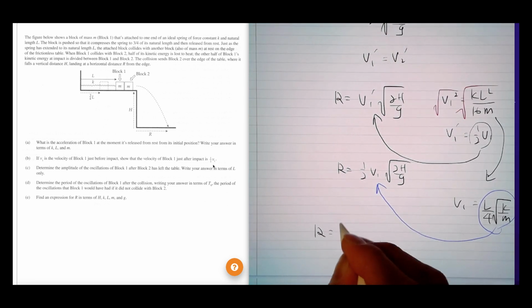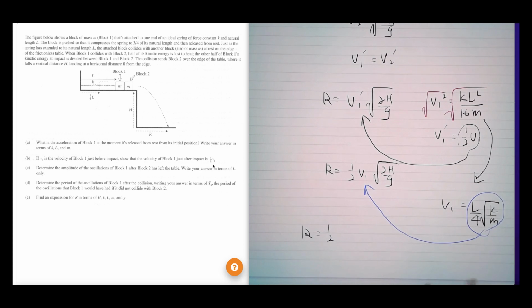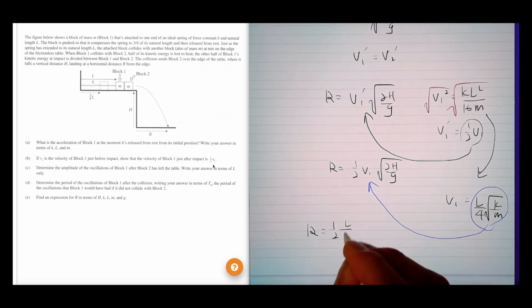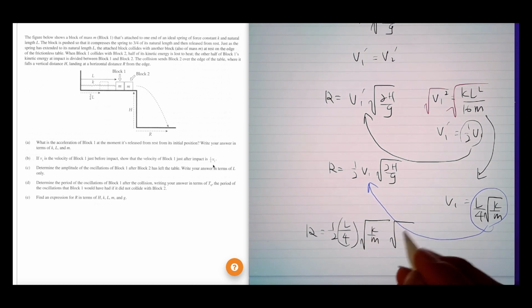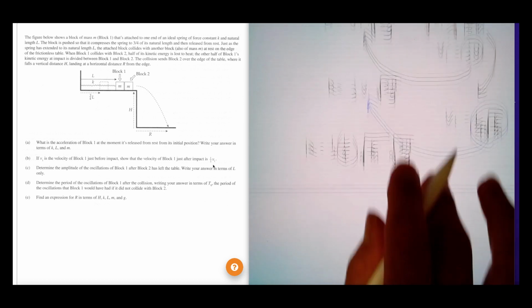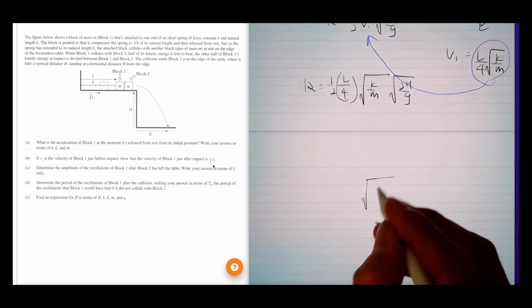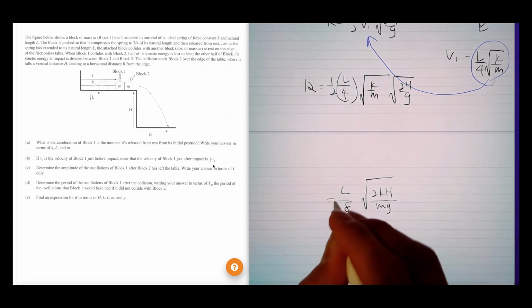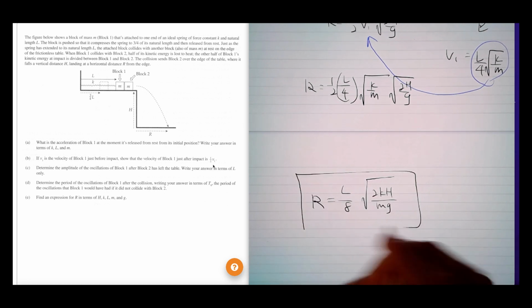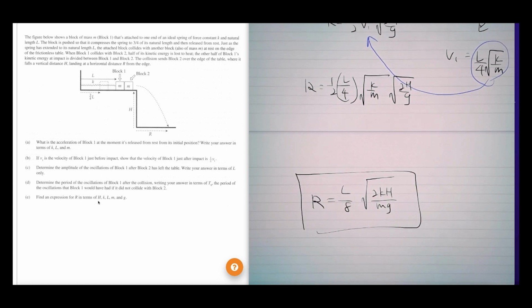We get r equals 1/2 L over 4 square root of k over m, and then we can put this all together. Or you know what, I will just go step by step. All the square roots will be combined now: 2kh over mg, and then you get L over 8 equals r. Now let's double check. We use h, k, m, g, L, so we are in good shape, and that should be the correct answer.